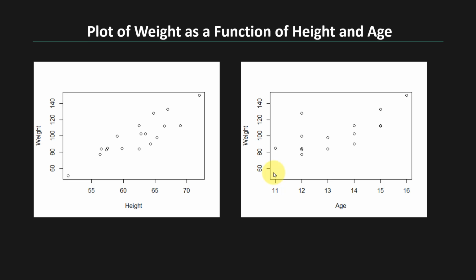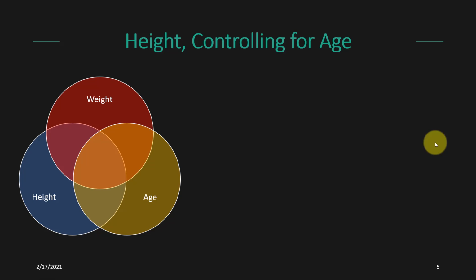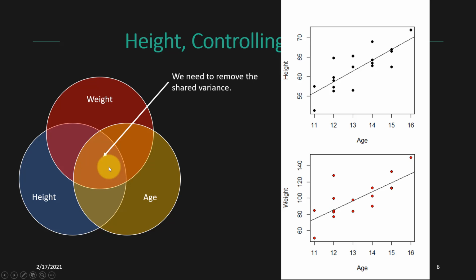So let's again look at this relationship in a slightly different way. Rather than that three-dimensional scatter plot, here are two-dimensional scatter plots where we're looking at weight as a function of height and weight as a function of age. And again, you can see that there are strong positive relationships in both of these bivariate plots. But the tricky thing is that not only are height and age and weight related, but height and age are also related to each other. So what we need to do is remove the shared variance due to age in order to get a fair assessment of the effect of height on weight.